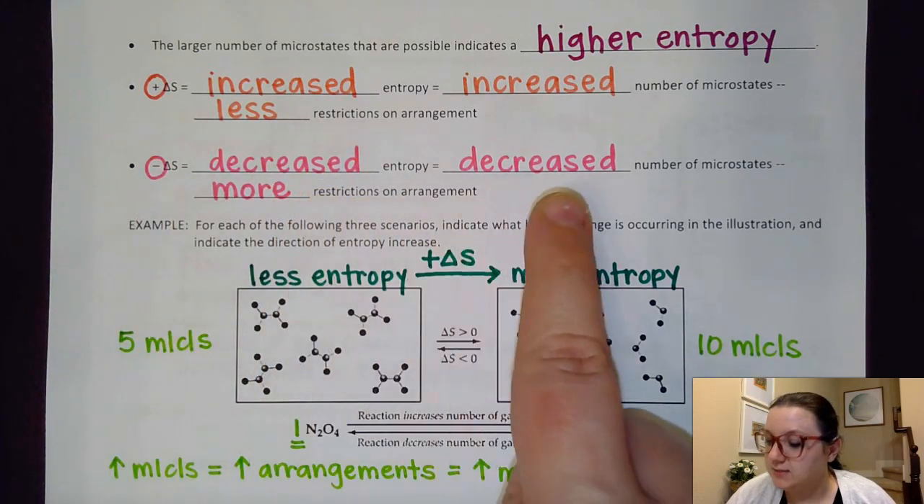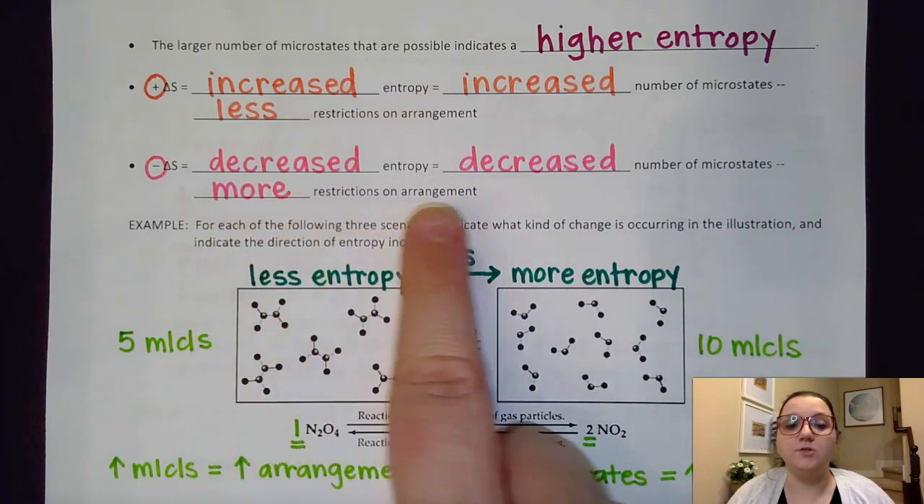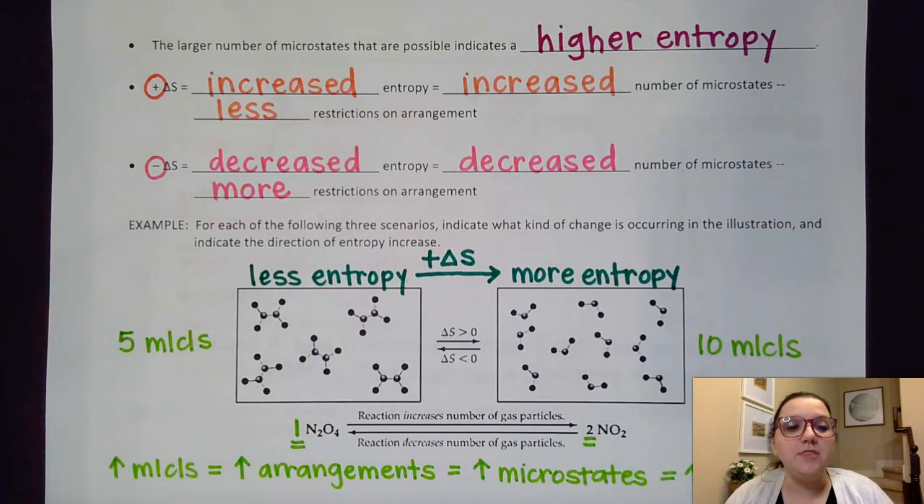Now, if I had a negative delta S, that means I have a decreased entropy. That means I had a decreased number of microstates, which means more restrictions on arrangement. So think about the things that could limit your arrangements. Things like increasing the IMFs or decreasing the number of molecules. If I limit the number of arrangements, I'm going to see a decrease in that entropy.